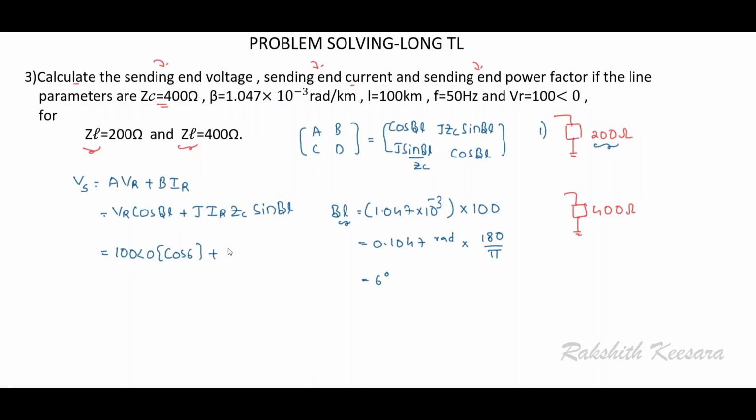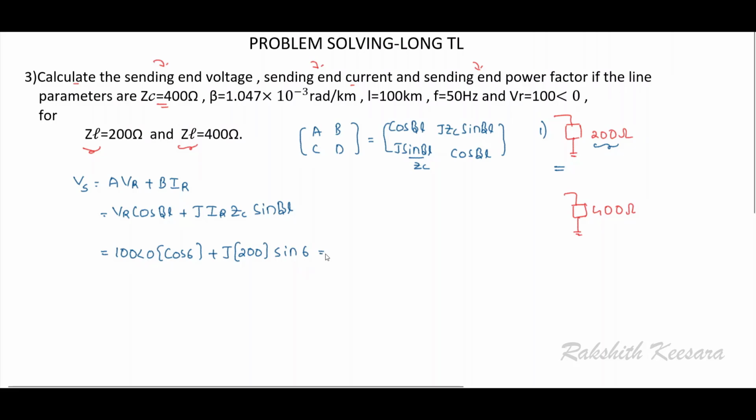Cos 6 plus j. What is IR into ZC? In the first case, IR will be VR by 200, that is 100 at an angle 0 by 200. So this will be 0.5 at an angle 0, and IR into ZC will be 0.5 at an angle 0 into what is ZC? 400. So this will be 200, right? j 200 sin 6, which is equal to 101.62 at an angle 11.87 degree.